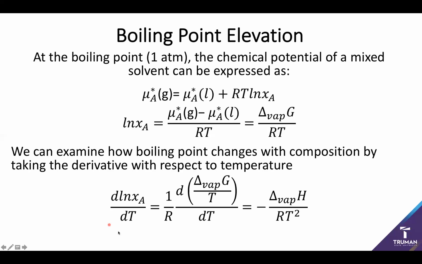Well, we get a relatively simple derivative here on our left, because that's what we're looking at, is how these two changes are correlated. Now, over on the right, we can go ahead and pull out all our constant terms, which in this case is just our gas constant. What this leaves behind is the change in the free energy of vaporization over T with respect to T.